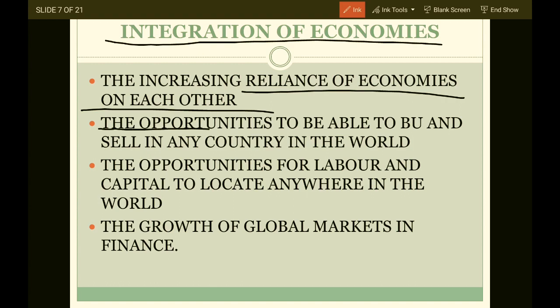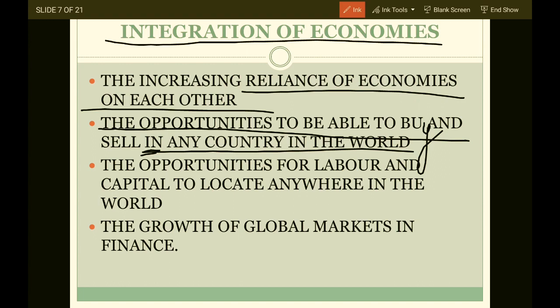Next, the opportunity to be able to buy and sell in any country in the world. Yes, this is the best point of globalization. You can buy from any country, you can sell from any country. Sitting in my home, I can purchase products from the USA. I can purchase from H&M, Zara. These are all foreign companies, not Indian companies. So this is so easy after globalization. We are using international companies' products. I can purchase an Apple phone, an iPad, Samsung, Oppo and Vivo.